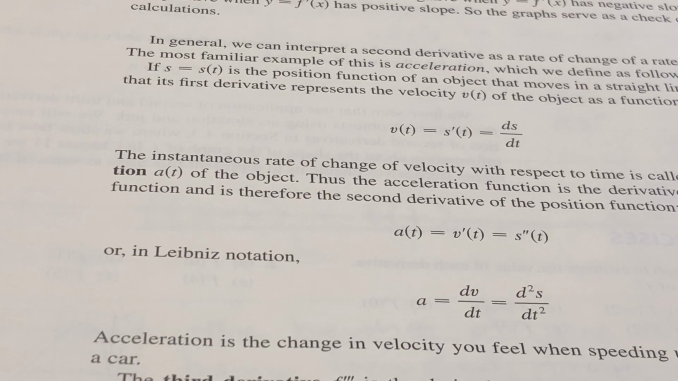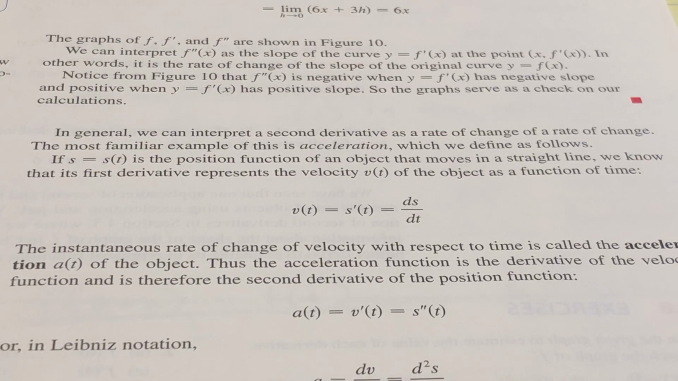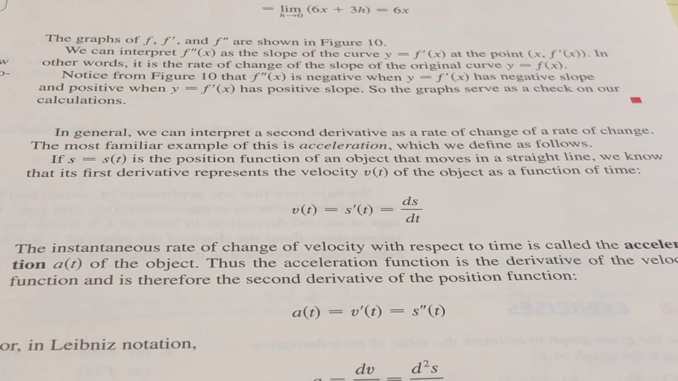If s, which equals s of t, is the position function of an object that moves in a straight line, we know that its first derivative represents the velocity. V of t, velocity, is the derivative of the position function. The instantaneous rate of change, we've heard that before, with respect to time. The instantaneous rate of change of velocity with respect to time is called the acceleration of the object. Thus, the acceleration function is the derivative of the velocity function and is therefore the second derivative of the position function. Now, in chapter 3, when we learn about the very easy derivative rules, we'll start working with acceleration.